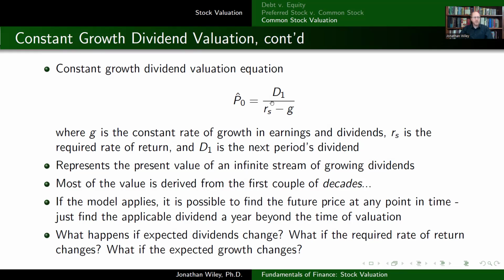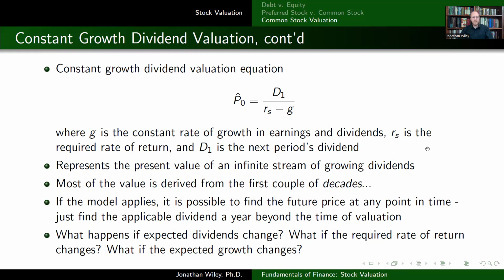Now, you should also think through what would happen if these things decreased, right? So if the dividend went down, price would go down. If the required rate of return went down, people think it's less risky, price actually goes up. If the growth that we're expecting goes down, then in that case, the price would go down, okay? So something to think about.